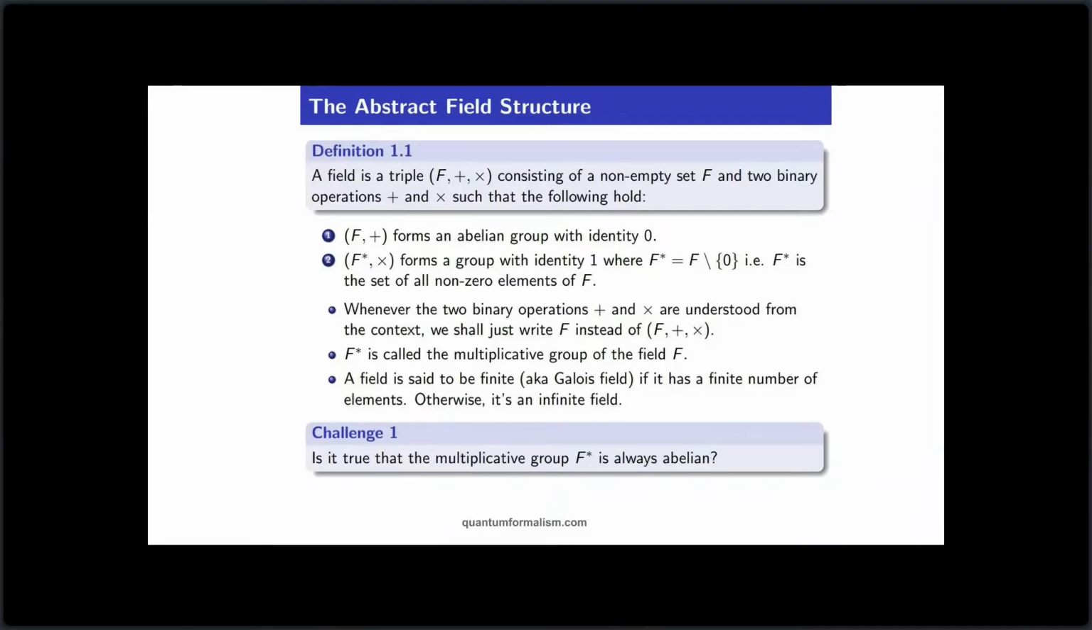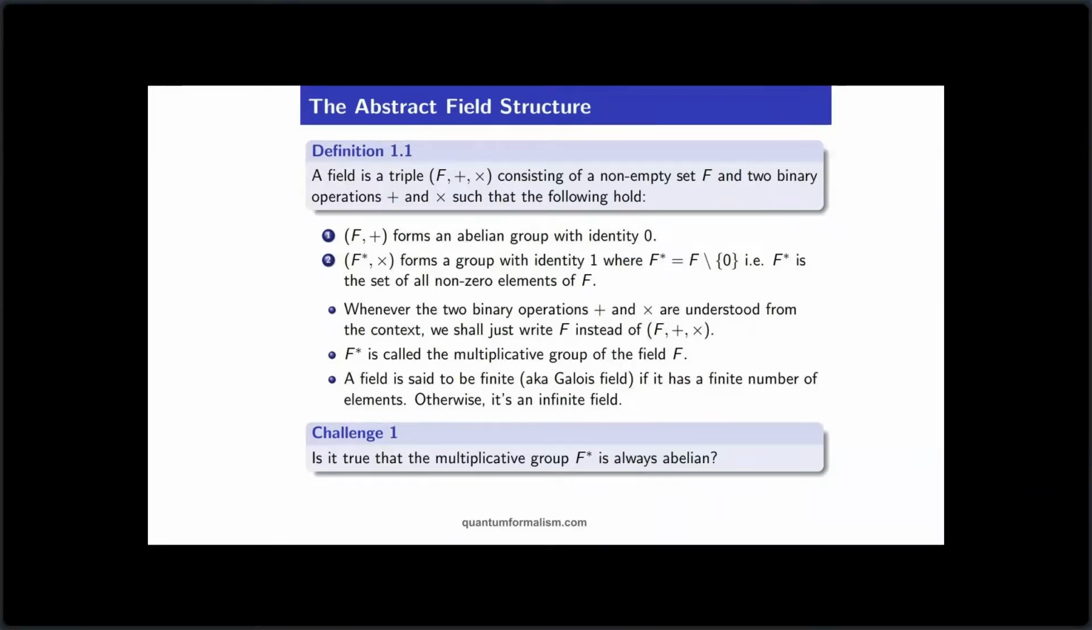And by convention, this is just an abstraction, just notation. I could have used different notation, but I'm using this additive and multiplicative notation because it is much more familiar. We are all familiar with this. Whenever the two binary operations are understood, instead of writing the triple, we just use F. And this F star is called the multiplicative group of the field.